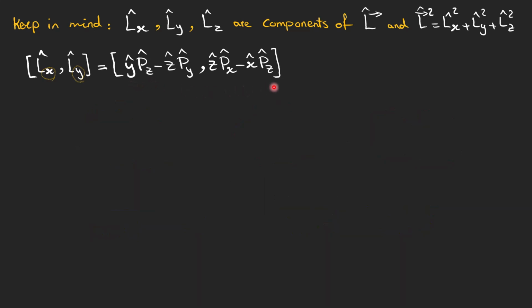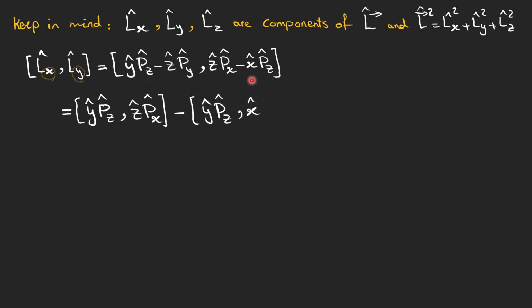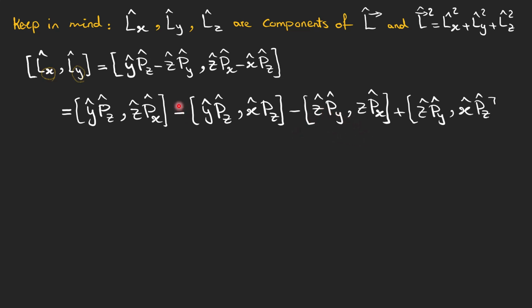So to find this expression, we first need to find the commutation relation between ypz and zpx. The next one is ypz and xpz, and pay attention that here we have a minus sign. The next one is minus zpy and zpx, and finally the last one is zpy and xpz, and we have two minus signs, so here we have a positive sign.